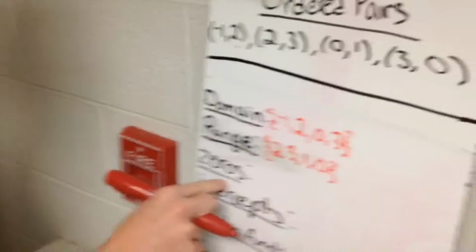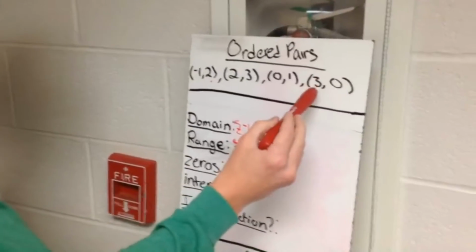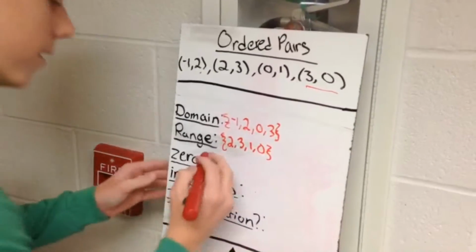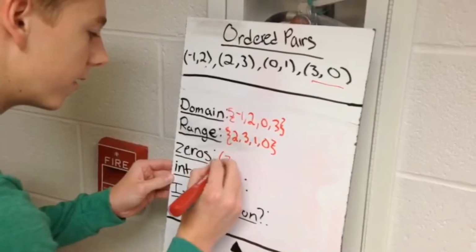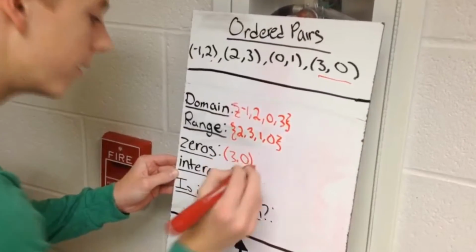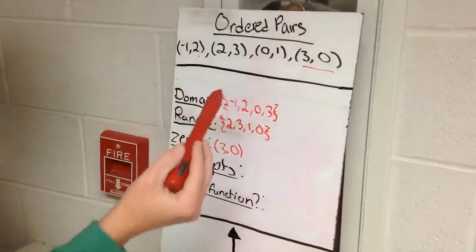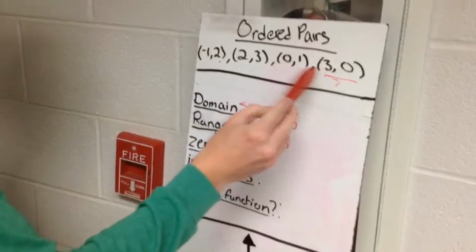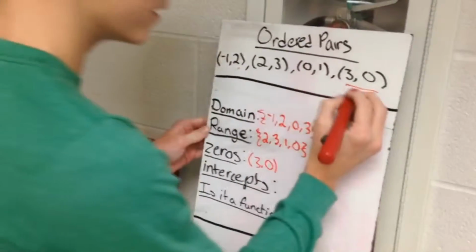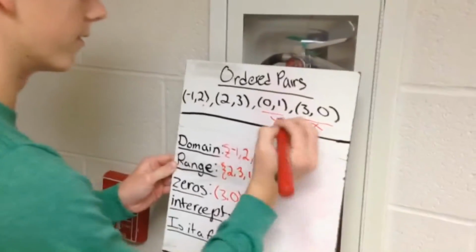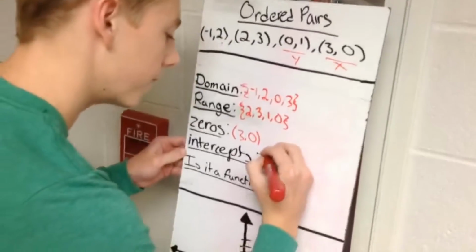Alright, zeros. Zeros, as we learned before, were just the x-intercepts. So let's look at our ordered pairs, and we have (1, 0) and (3, 0). So we just put this down. Alright, intercepts. That's pretty self-explanatory. We have two intercepts, an x-intercept and a y-intercept. So we're just going to put this down.